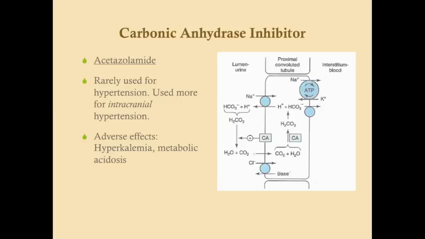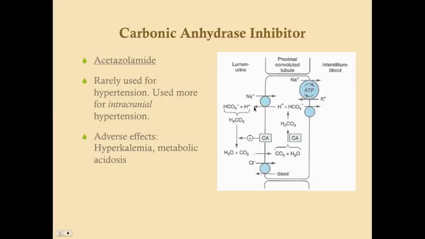So I wouldn't worry about seeing this with hypertension, but what you should know is, one, that it works at the kidneys, it works at the proximal convoluted tubule, and what it does is it prevents CO2 and H2O, both of which freely go into the proximal convoluted tubule cell. It prevents that from going to H2CO3. H2CO3 degrades into a hydrogen ion, which goes back into the lumen, and bicarb, which is pulled into blood.